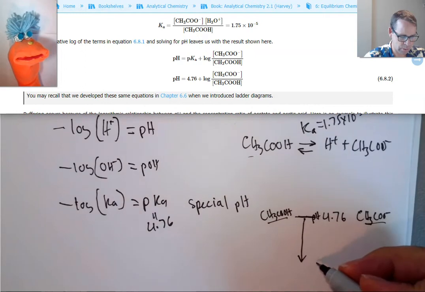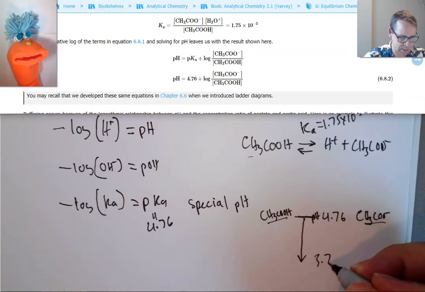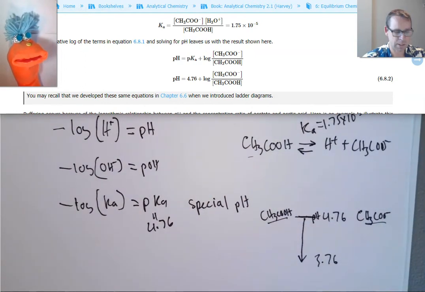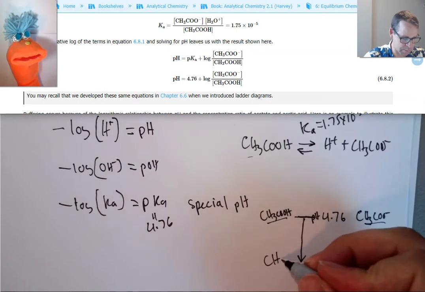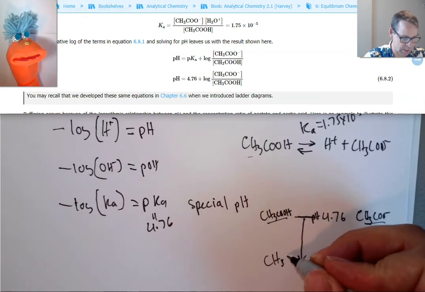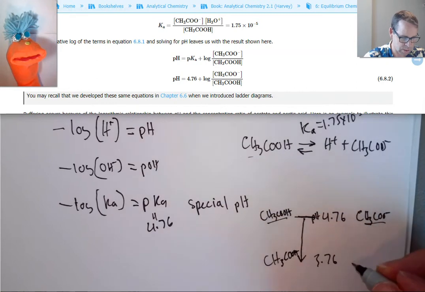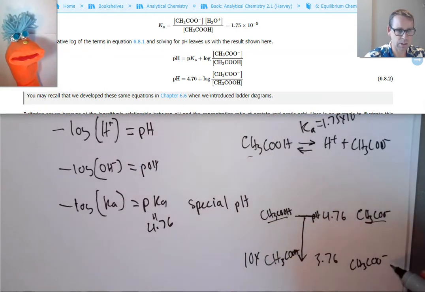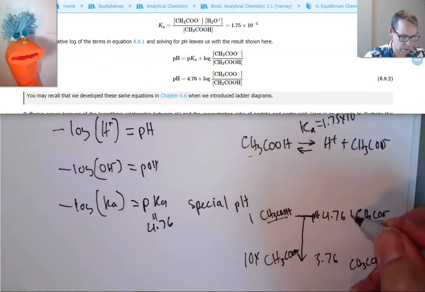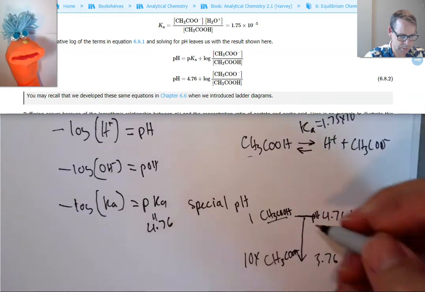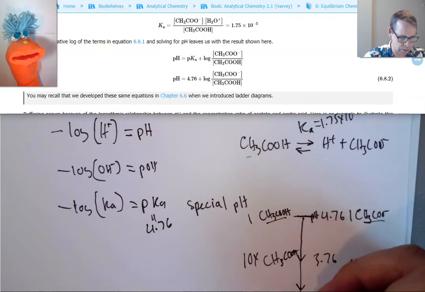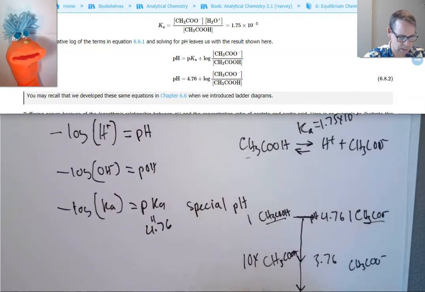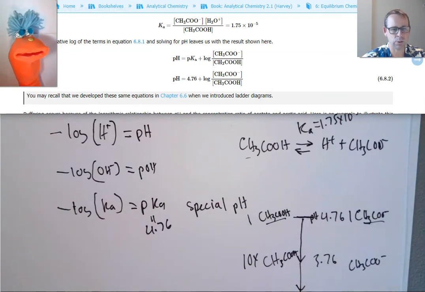That's right. So if I go down, for example, to 3.76, there's going to be 10 times more CH3COOH as there is CH3COO minus. Now there's 10 times as much of this compared to that. Here, it's a one-to-one concentration at that special pH. And as I go down each unit of pH, I get 100 times, 1,000 times, and so forth.